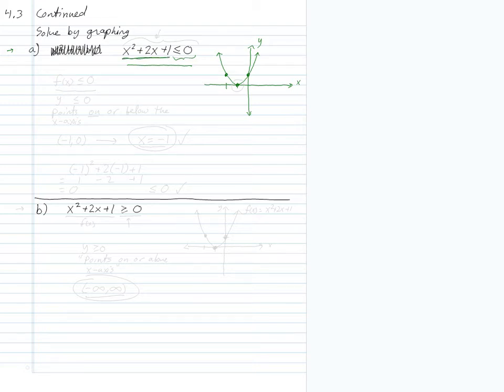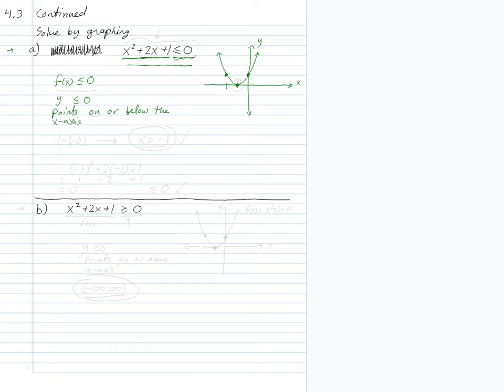So now the only trick is to pick which part of this graph satisfies the inequality. So if I think of f of x less than or equal to 0, what we're saying there is that the y-coordinates should be less than or equal to 0 on this graph. In other words, the point needs to lie on or below the x-axis.